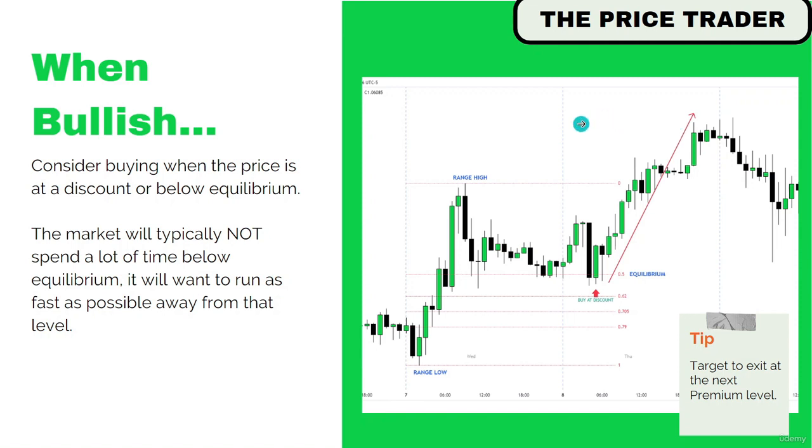That's your entry, and then you exit at the next premium level. So the market will typically not spend a lot of time below equilibrium. It will want to run as fast as possible away from that level. So that's the reason you frame your entry there, and then you want to see immediate response from those levels.